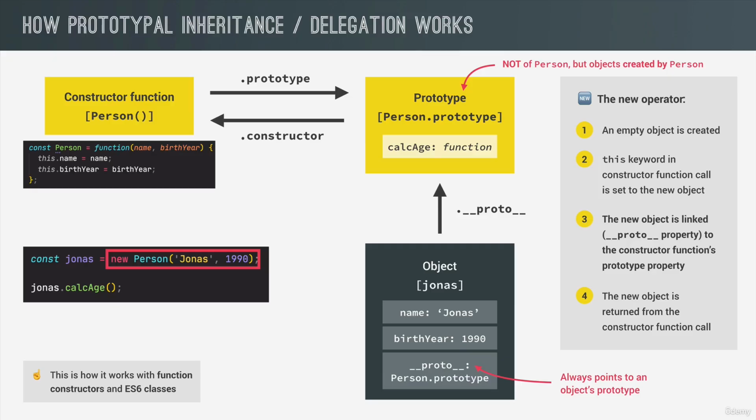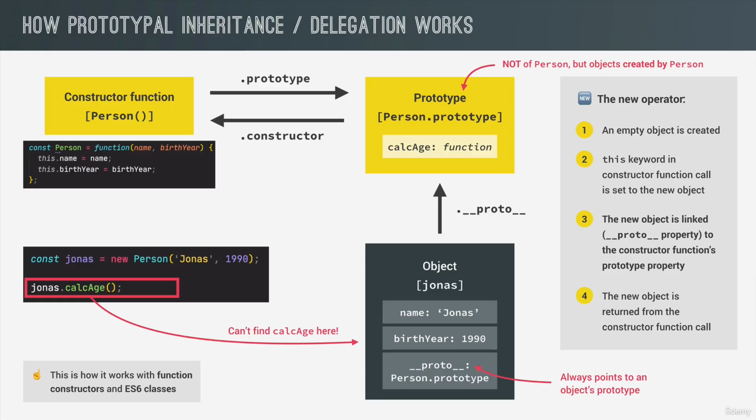But anyway, why does this work this way? And why is this technique so powerful and useful? And to answer that, let's move on to the next line of code. So here we are attempting to call the calcAge function on the Jonas object. However, JavaScript can actually not find the calcAge function directly in the Jonas object, right? It is simply not there. And we already observed this behavior in the last lecture. Remember that? So what happens now in this situation?